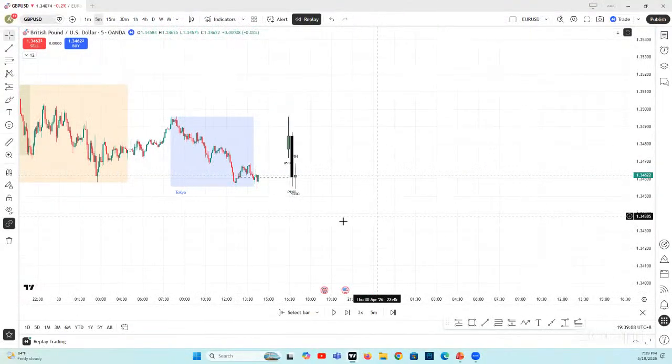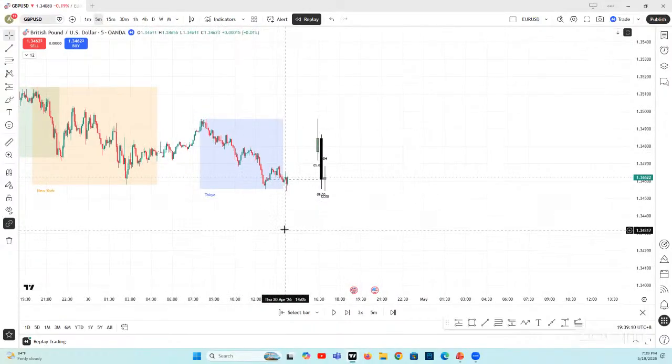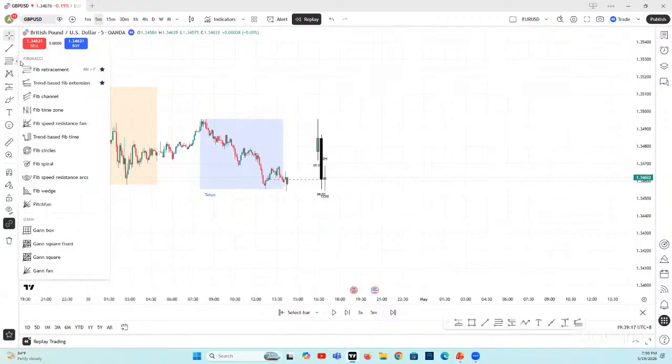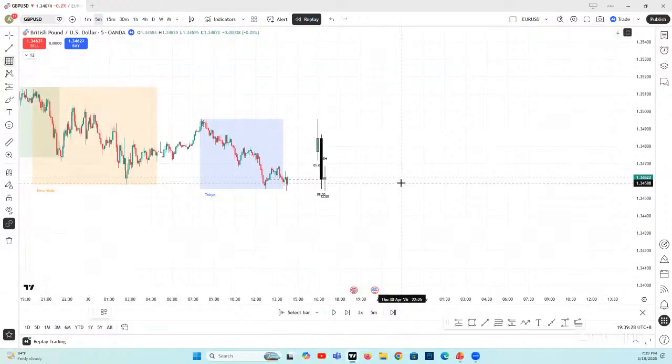So, the Gann box. First of all, you should go here in the Fibonacci tools, and then down there, there's the Gann box. You will find this in TradingView. Click that. This is how to use the Gann box.